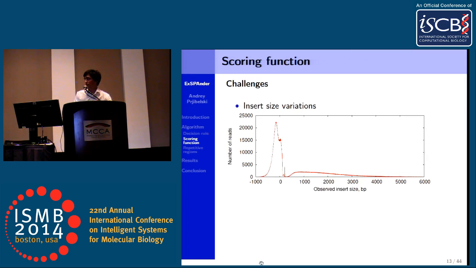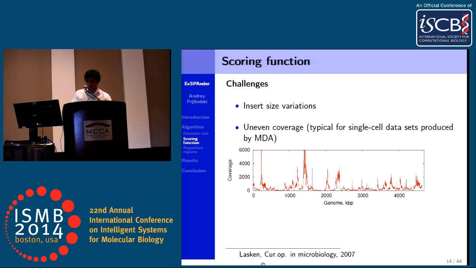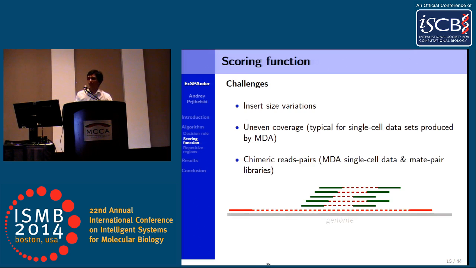There are several challenges. As I already mentioned, insert size distributions can be pretty nasty, so we have to deal with them. As you know, SPAdes is designed also for single-cell datasets obtained with multiple displacement amplification that have quite uneven coverage depth. So our scoring function has to deal with that also. And the last challenge is chimeric read pairs, which are also typical for single-cell datasets and mate pair libraries. Usually these reads have pretty abnormal insert size, so they can complicate the genome assembly problem.